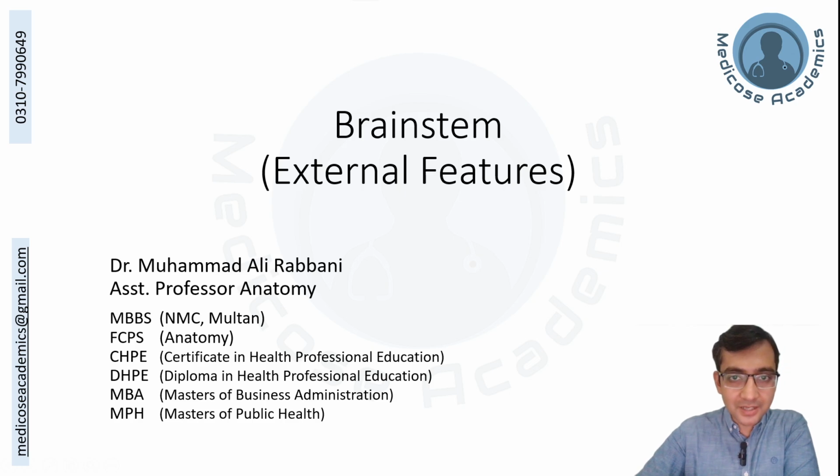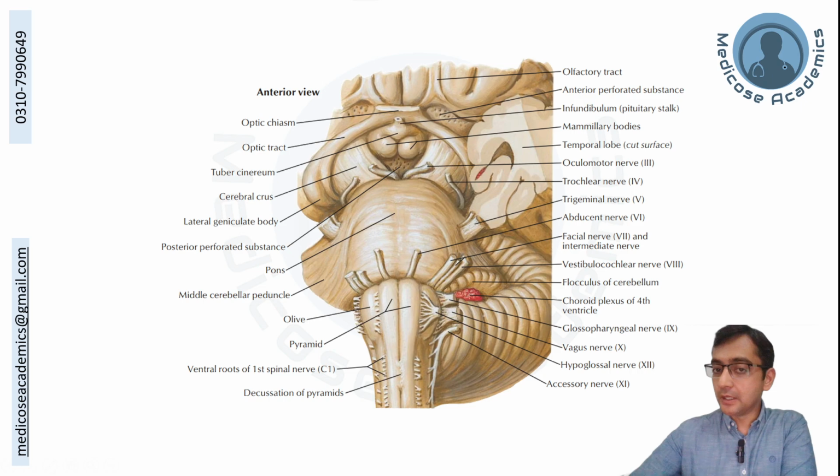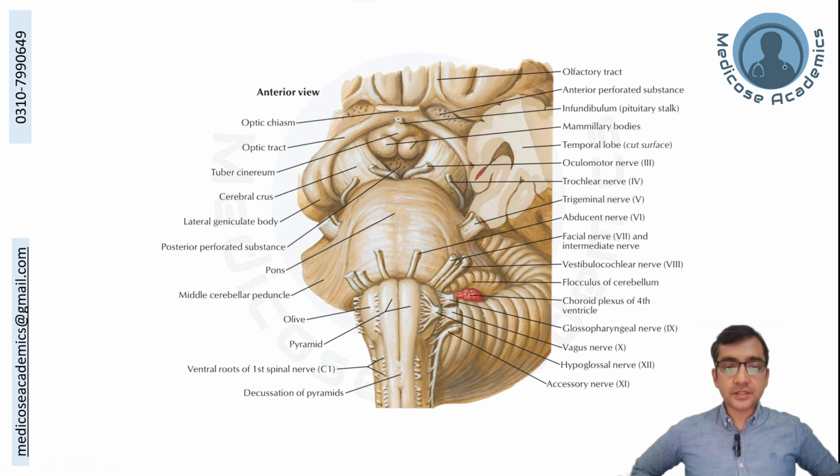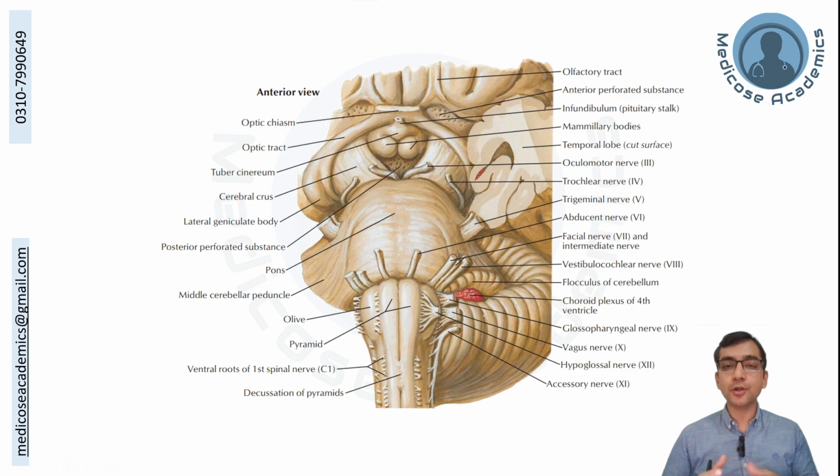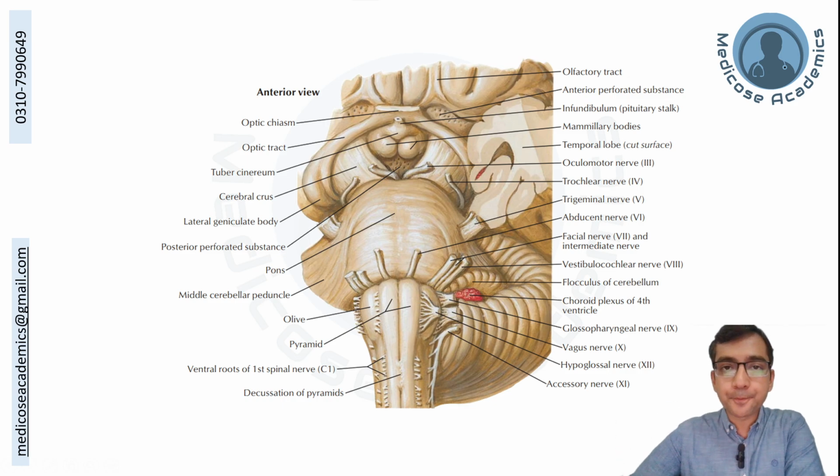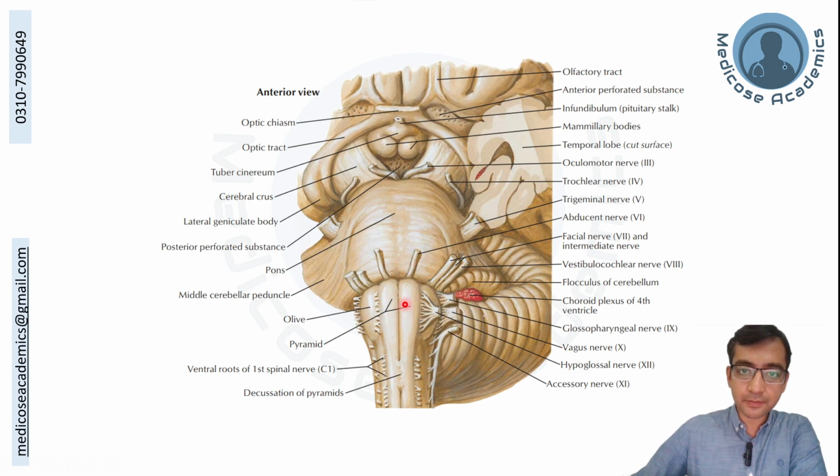Okay, let us start with the gross anatomy features. This is a picture from Netter's Atlas, showing the brainstem from the anterior aspect, like you are looking at someone from the front. It has three parts: medulla below, pons above it, and midbrain on the top. Let us start with the extent of each of these.